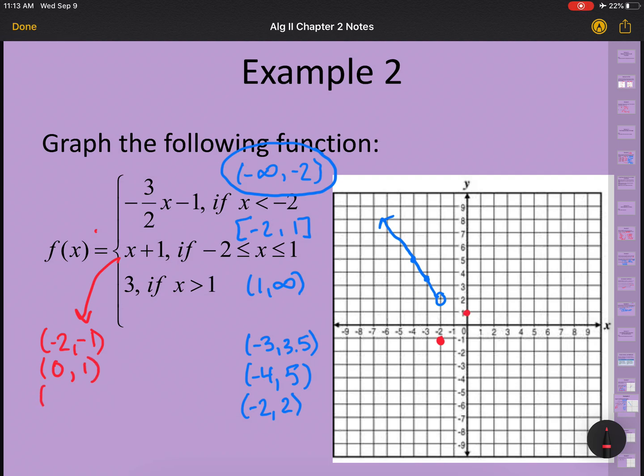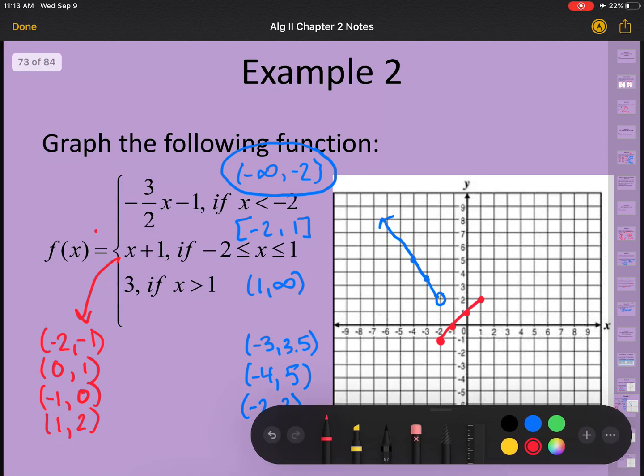And I actually skipped -1, so let me plug that in. -1 plus 1 is 0. And then +1, because it still can equal 1, I'll get back out 2. And I can connect these because you can have anything in between -2 and 1, including -2 and 1. Okay, so there's the red part.